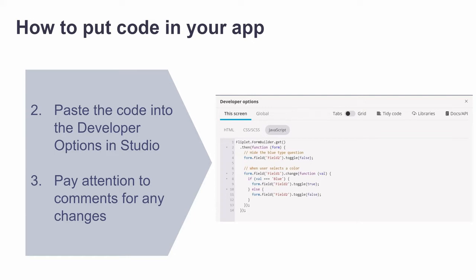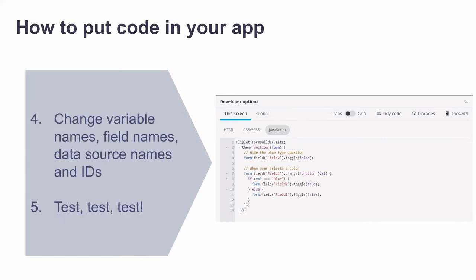The other reason we use comments is to tell you to change something. Sometimes we have an example that you have to change. We know it will not work in your app until you change a couple of different things. Those changes are sometimes variable names, and we'll go through those in an example. Field names, data source names, and IDs. When we write an example, we don't necessarily know what you've used as a form field, or we don't know your data source ID. You have to get those and put those in.